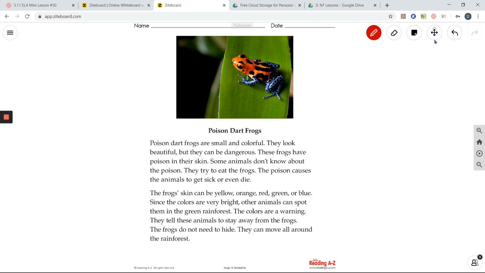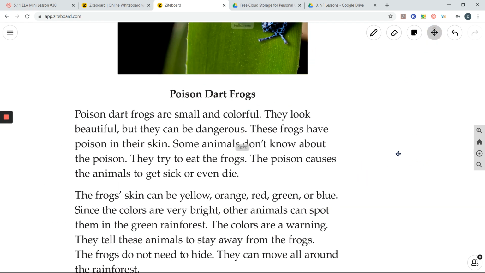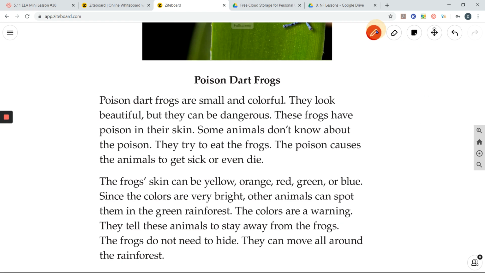Let's look at this first paragraph again. Poison dart frogs are small and colorful. They look beautiful, but they can be dangerous. These frogs have poison in their skin. Some animals don't know about the poison. They try to eat the frogs. The poison causes the animals to get sick or even die. We've got a signal word.